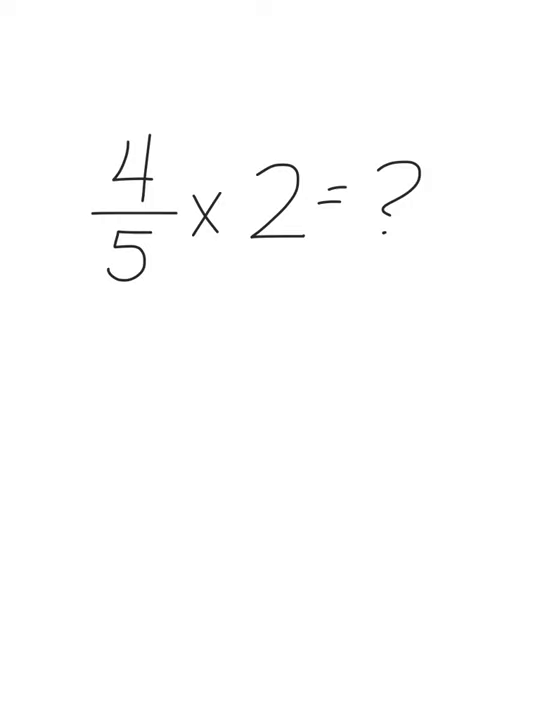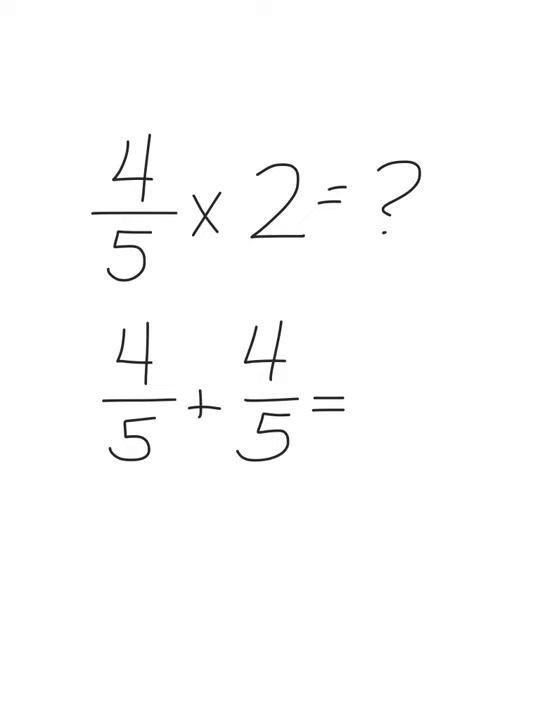Hey everyone, so today we're just going to do a quick lesson on multiplying fractions. So let's pretend you have the fraction 4/5 and you want to take that times 2, okay? Well, you could just add it, right? We could do our regular 4/5 plus 4/5 because they have the same denominator. We can just say what's 4 plus 4, that's 8, and the denominator stays the same. So we would get 8/5.